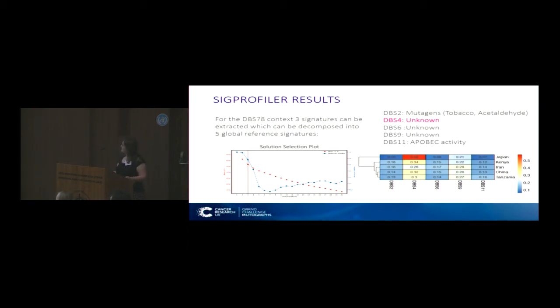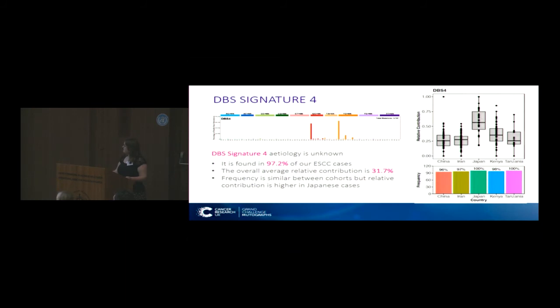But if you look at this heat map, you should immediately be drawn to this point, which suggests that the signature which is enriched in the Japanese cohort is dinucleotide signature 4. And this is what it looks like if you look at the individual patients. So you can see that there is a much higher relative contribution in most cases from Japan. But it's not linked to frequency. So we see the signature in almost all cases. It's just that there's a much higher mutation burden due to the signature in these cases.